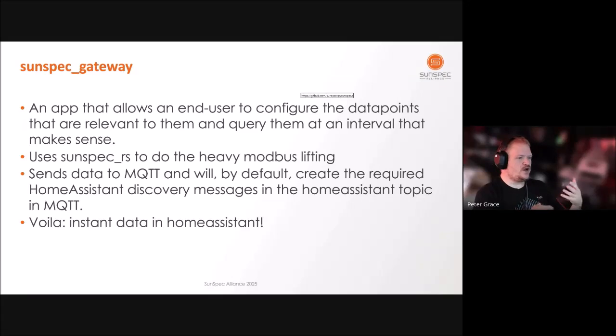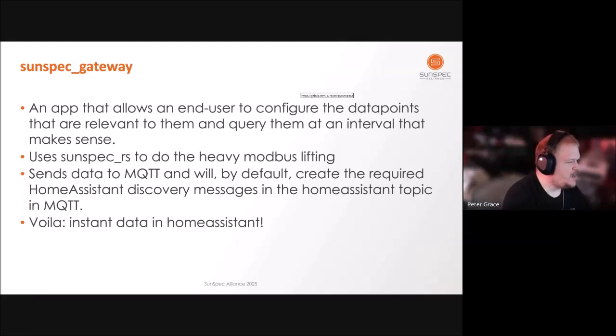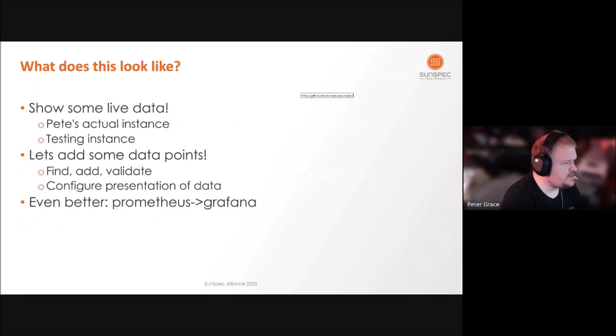So what SunSpec Gateway does is post the information into MQTT, but it also posts the Home Assistant discovery packets into the MQTT topics stream as well, so that if a Home Assistant server is watching that MQTT server, it can immediately know, oh, that data point is available here. I'll go ahead and render it in SunSpec. So once the app is running, magically you have data in Home Assistant.